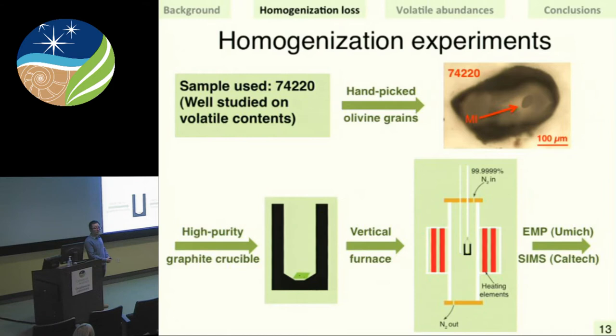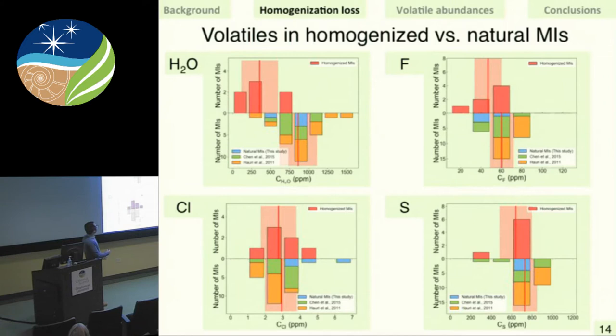The sample we selected to do this study is 74220, because this is the sample that has been studied extensively in previous work, and we have a lot of existing water and volatile concentration data for this sample. What we did was hand-pick olivine grains from 74220, and put each individual grain into a high-purity graphite crucible. Then we heat up the sample in a vertical furnace under a high-purity nitrogen flow. The nitrogen flow is for two purposes. One is to prevent the olivine from being oxidized during homogenization. The other is to prevent water from the air from getting into the olivine during homogenization. After the experiment, we polish the olivine grains to expose the melt inclusions inside, and then measure them by electron microprobe and SIMS analysis.